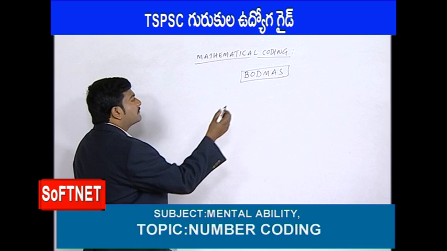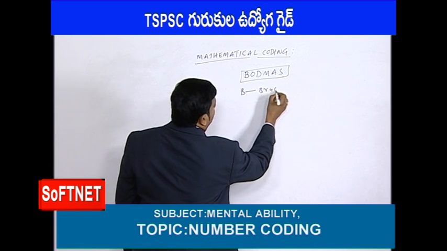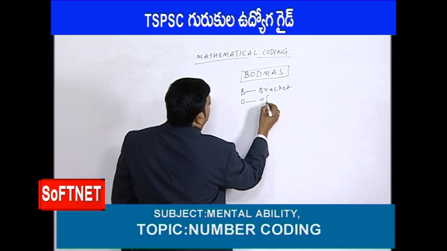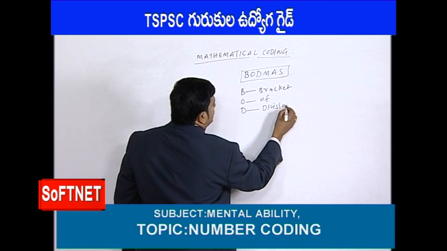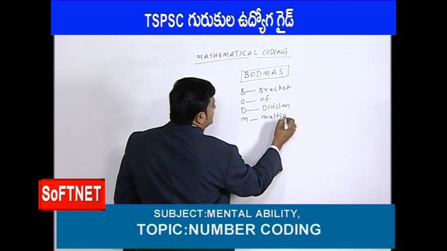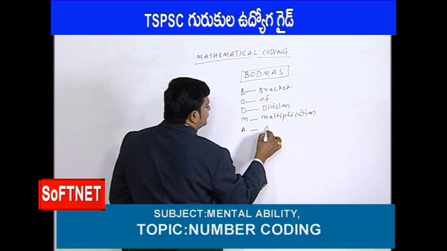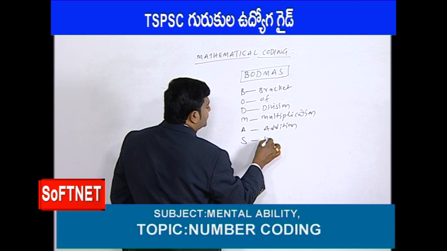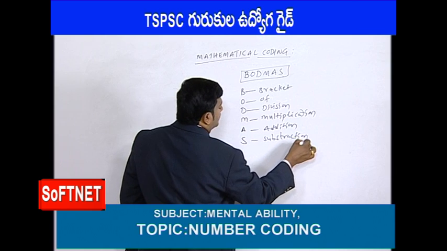Okay, now what is BODMAS? So here B means what? B stands for bracket. O stands for off. D means division. Similarly, M means multiplication. A means addition. S means subtraction. Okay, so this is the concept here.